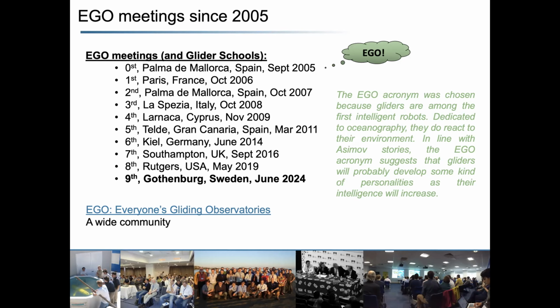So we held the 8th EGO meeting at Rutgers, USA, about 4 years ago. And we are organizing the next one in Sweden in June 2024. And it is really a wide community.